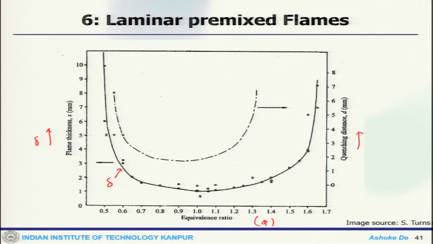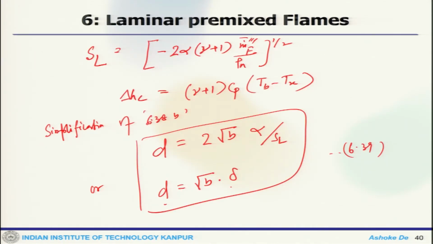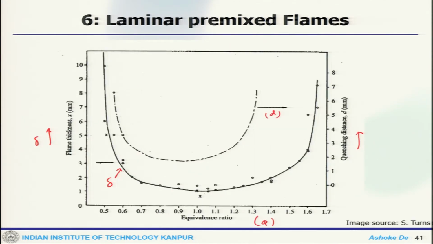There is a similar pattern which is followed by the quenching distance d. It also starts somewhere at the lower equivalence ratio and comes down to a minimum somewhere close to the stoichiometric one, and then again goes up. So, that is quite obvious because d is directly proportional to delta, but with a factor b. So, the pattern of delta would be reflected in d as expected.